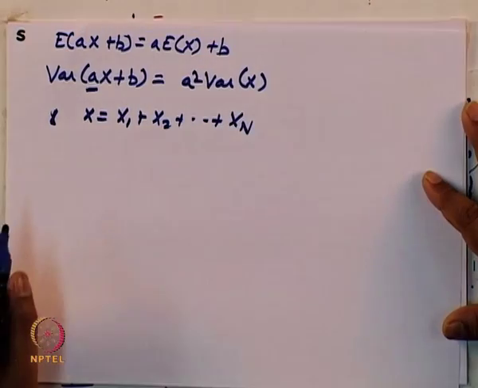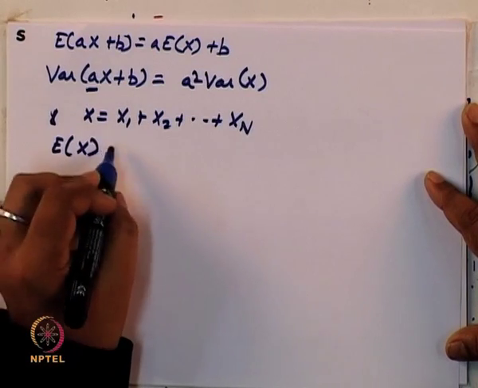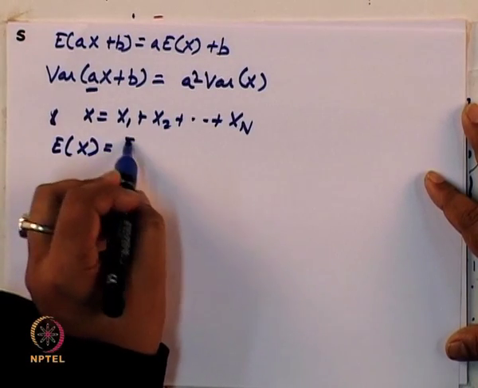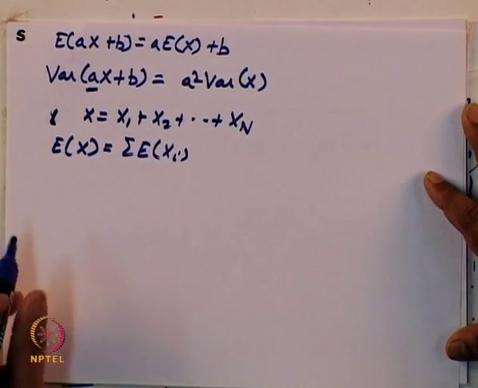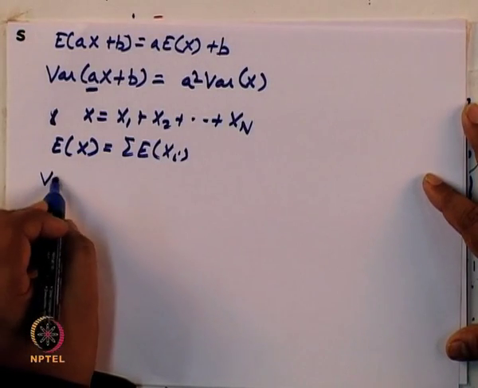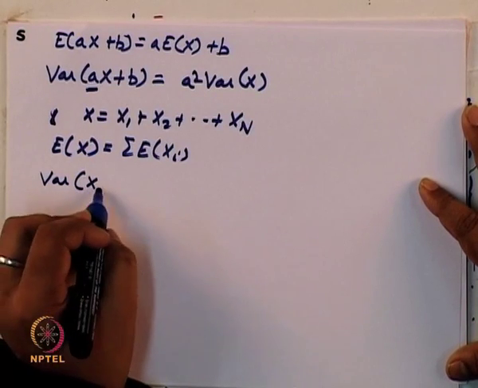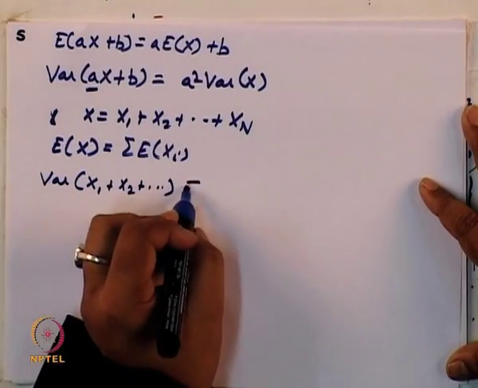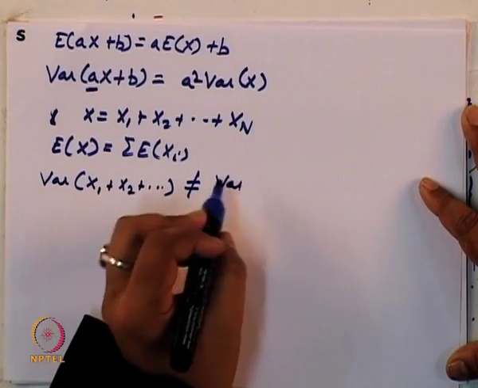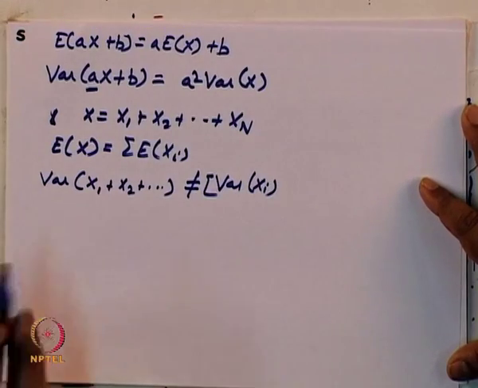When you have multiple independent random variables, X defined as X1 plus X2 plus dot dot dot Xn, you can write E of X is equal to summation of E of Xi. However, you cannot write variance of X1 plus X2 plus dot dot dot equal to summation of variance of Xi. Let us see why.